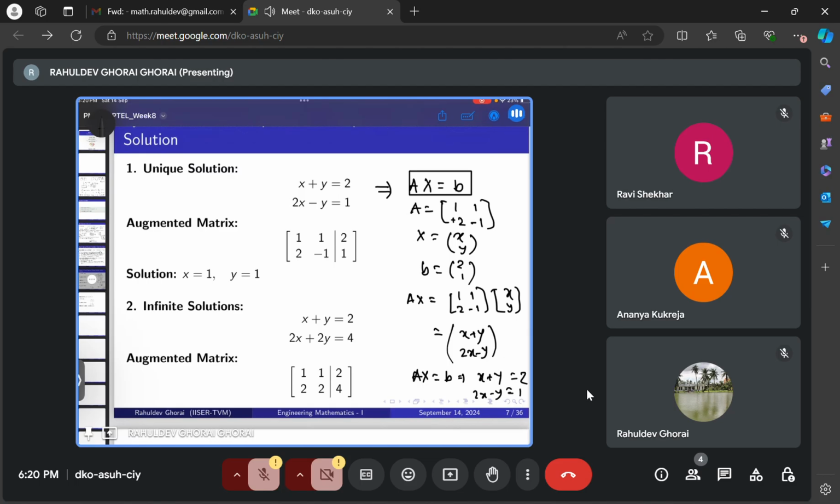Now we come to when the system of linear equations will have no solution, when it will have infinitely many solutions, and when it will have a unique solution. Only these three cases can happen for a system of linear equations. It can happen that it has a unique solution. So the first example is that.